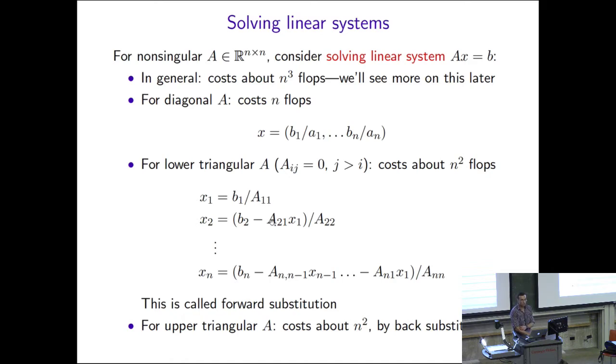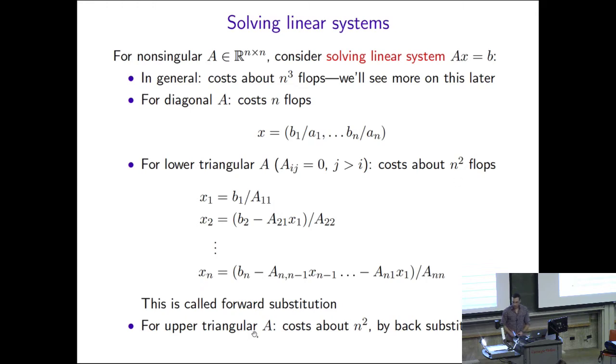And that costs order n squared flops, because in the last line alone, I'm doing n flops to compute xn. And in the previous line, I'm doing n minus 1 flops. And the previous line, n minus 2 flops, etc. And the sum of the numbers 1 through n is on the order of n squared. It's n times n plus 1 over 2, which is on the order of n squared. So we think about this as being substantially more expensive than diagonal, but substantially less expensive than a dense matrix.